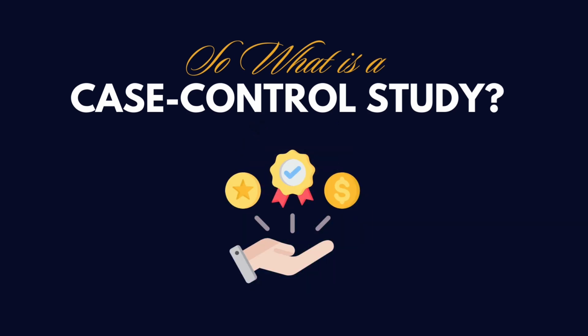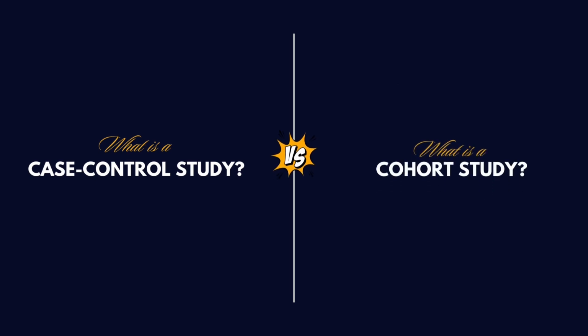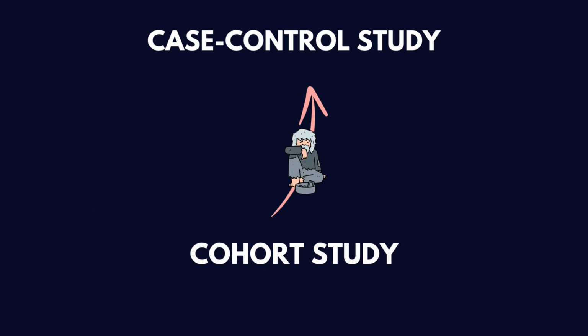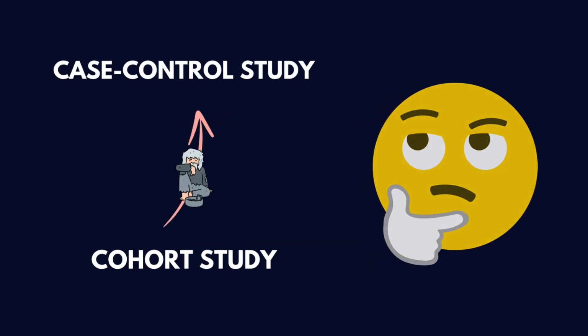To understand what a case control study is, let's compare it with its twin brother, the cohort study. In fact, the case control study is also called a TROHAC study, which is simply cohort spelled backward. You can think of a case control study as a poor man's version of a cohort study. What does that mean? To understand this better, let's first unpack what a cohort study is.